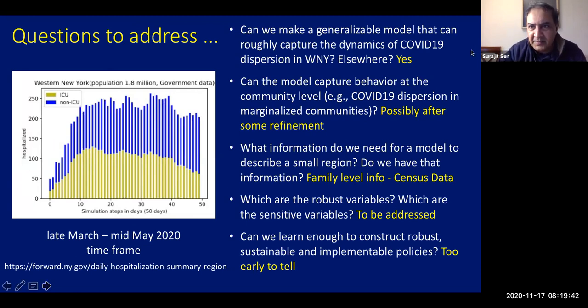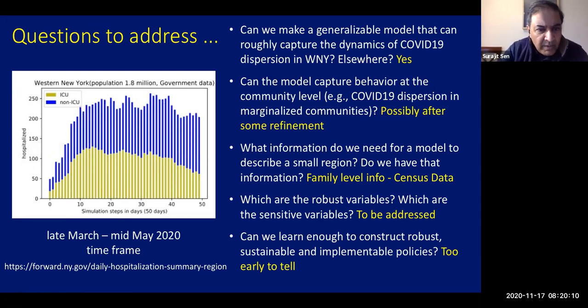You know that between late March, when things began to get really bad, and mid-May or so, for Western New York, the number of hospitalization cases and the number of ICU cases was looking like the way I show in the picture here. And this is what we'll try to model, for example, among one of the things that we'll look at.